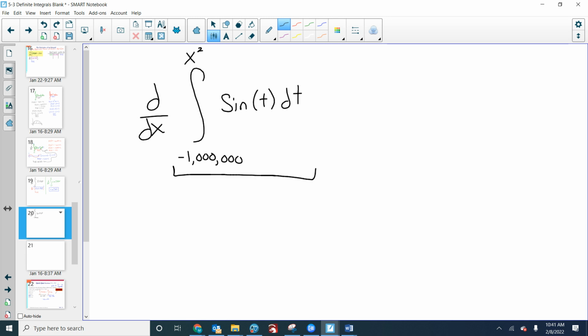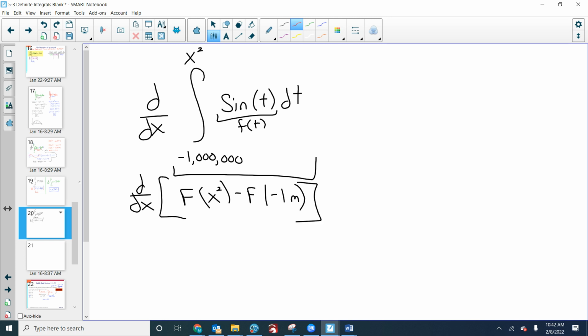Symbolically, what's this part? If we call this little f of t, wouldn't this be capital F of x squared minus capital F of negative 1 million? I don't feel like writing that many zeros. Are you with me so far? But wait, we're not stopping there. We're taking the derivative of this thing. You ready for it? What's the derivative of capital F of x squared?